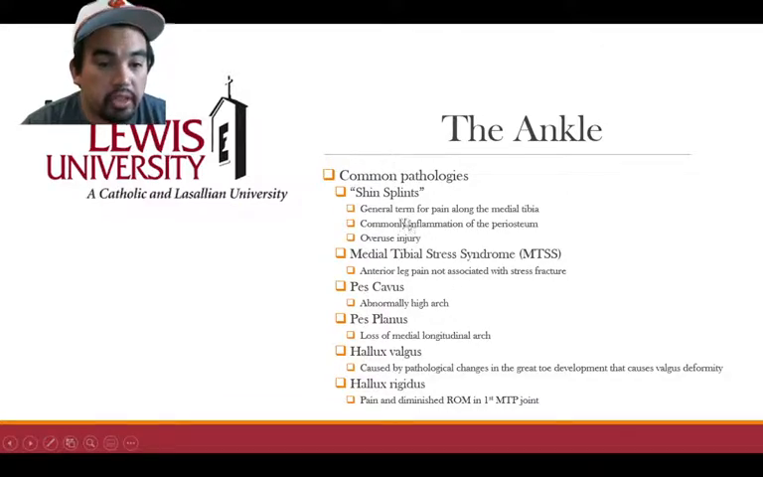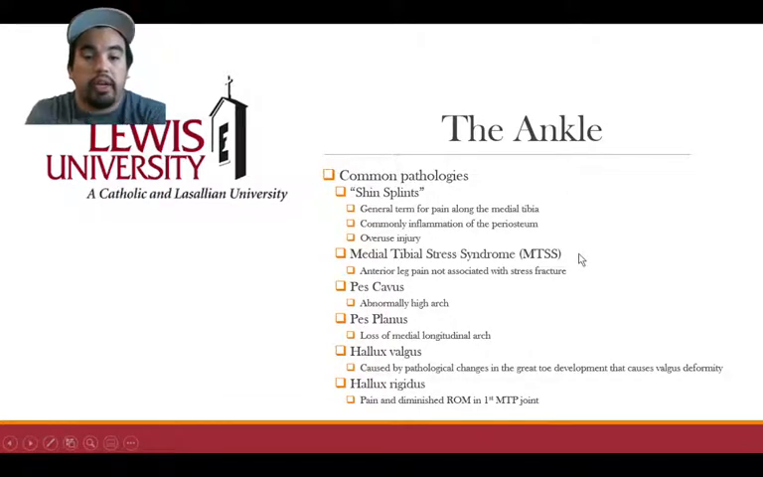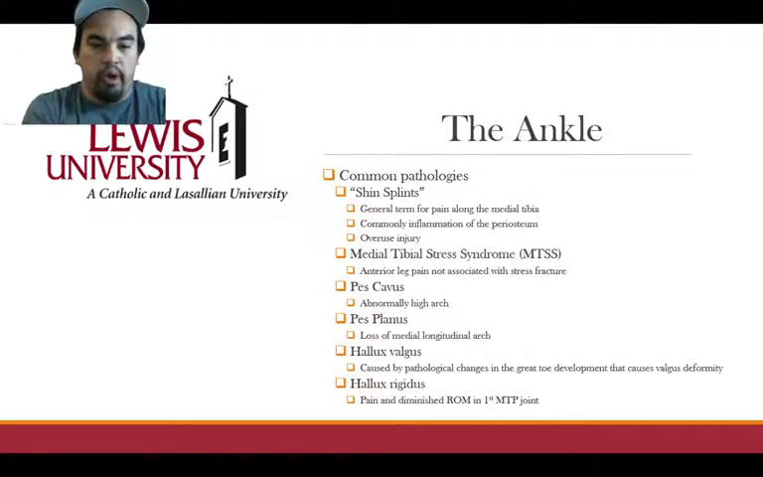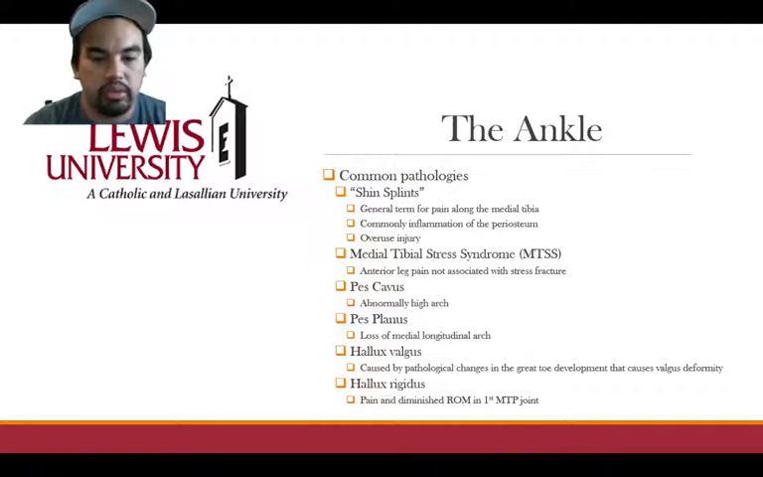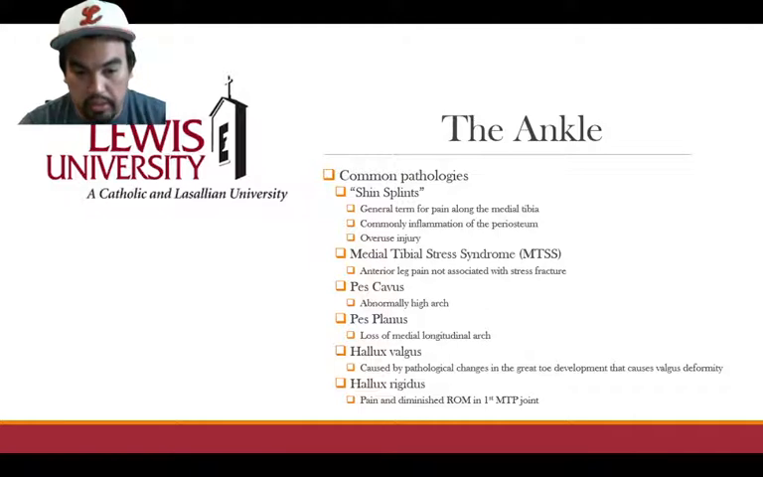Okay, some common pathologies. Shin splints. It's a general term for pain along the medial tibia. It's commonly an inflammation of the periosteum, which is a film that wraps around the bone to help keep that healthy. We learned about that when we went over bone properties. And it's typically an overuse injury. Also wrapped in with that is what they call MTSS, medial tibial stress syndrome. This is anterior leg pain not associated with a stress fracture. Pes cavus is an abnormally high medial arch. Pes planus is a loss of that medial longitudinal arch.